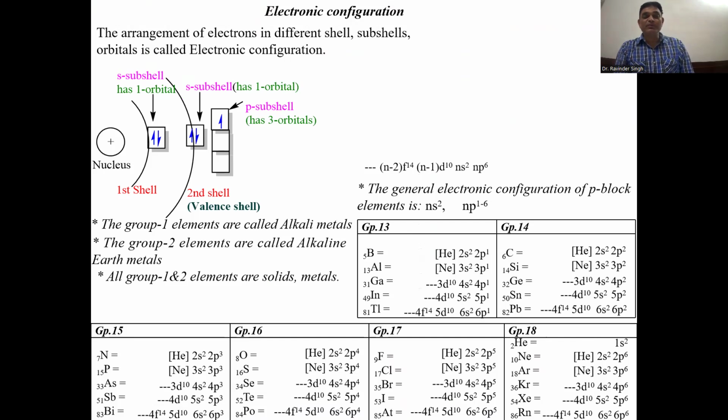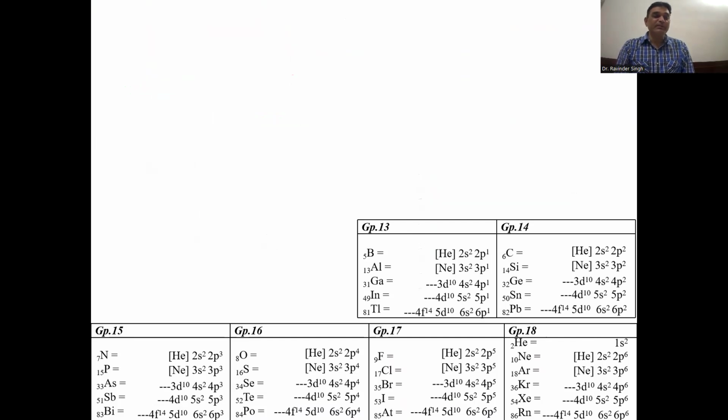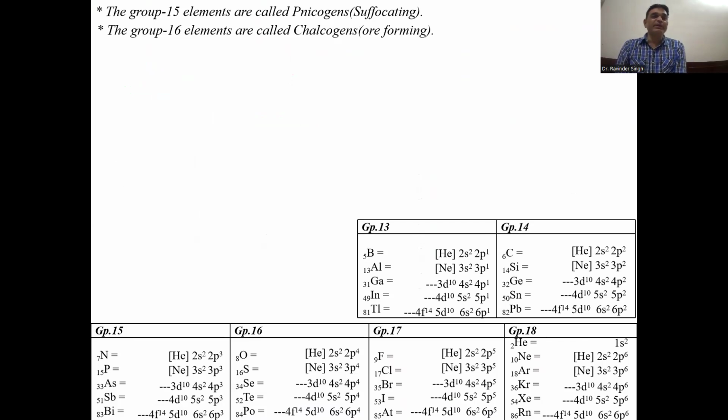All the group 1 and group 2 elements are solid and they are metals, right? Group 15 elements are called the pnicogens due to their suffocating nature. Group 16 is called the chalcogens because they form ores, oxides, sulfides. They are present in the earth crust, so they are called chalcogens due to their ore forming nature. Group 17 is called the halogens due to their salt forming nature because they are most non-metallic. They form ionic bonds with the group 1, group 2 elements. So because of their salt forming nature, they are called halogens.